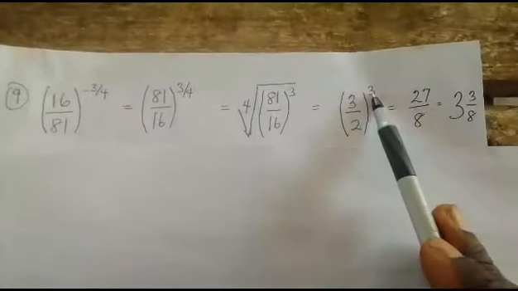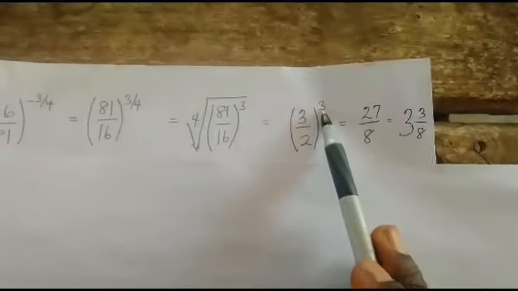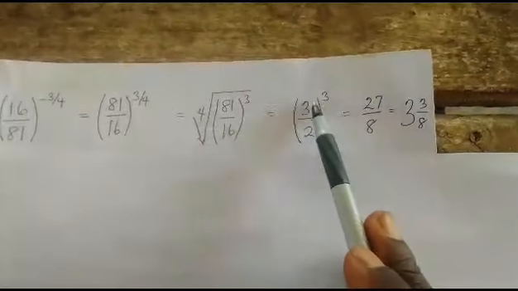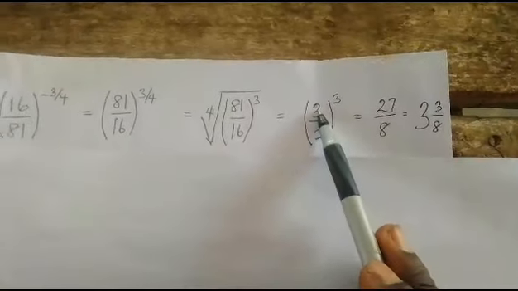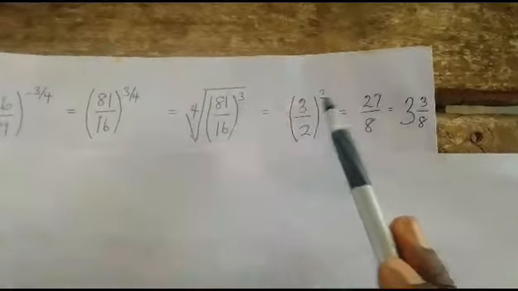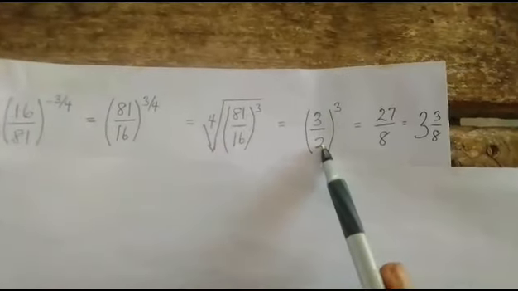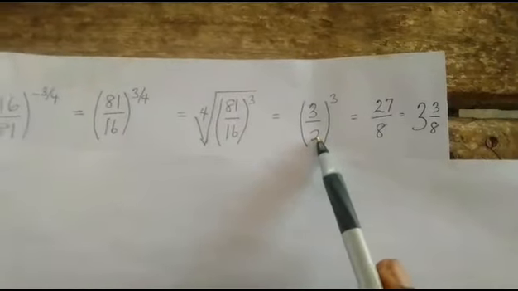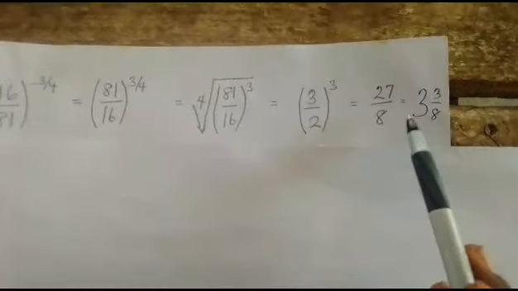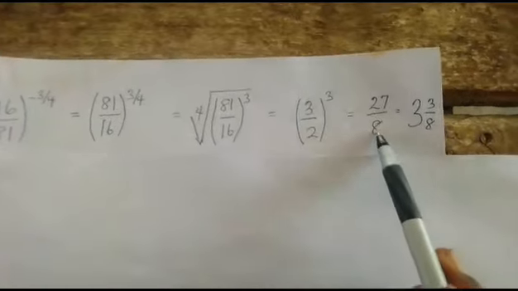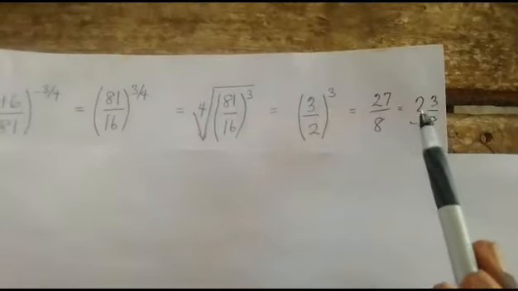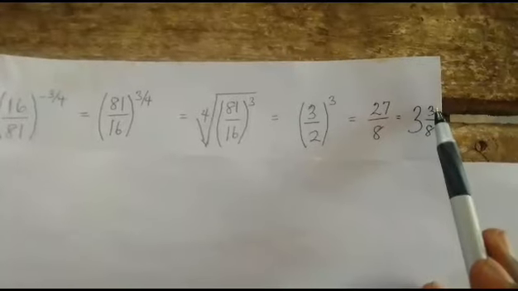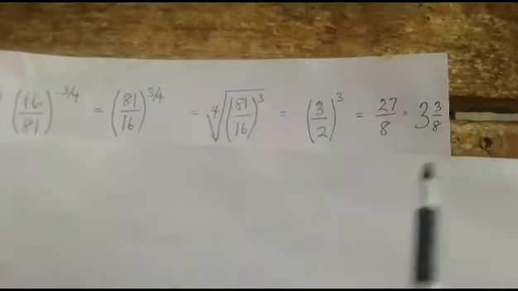Then you now find the cube, the raised power 3. This cube will affect everything here, so it will be 3 cubed and 2 cubed. 3 cubed is 3 times 3 times 3, which gives you 27. And 2 cubed is 2 times 2 times 2, which gives you 8. So the answer is 27 over 8. We can easily write this as a mixed fraction. How many 8s in 27? We have 3, remaining 3 over 8.